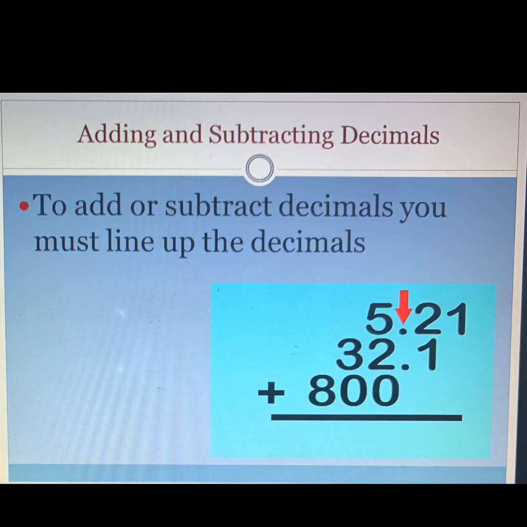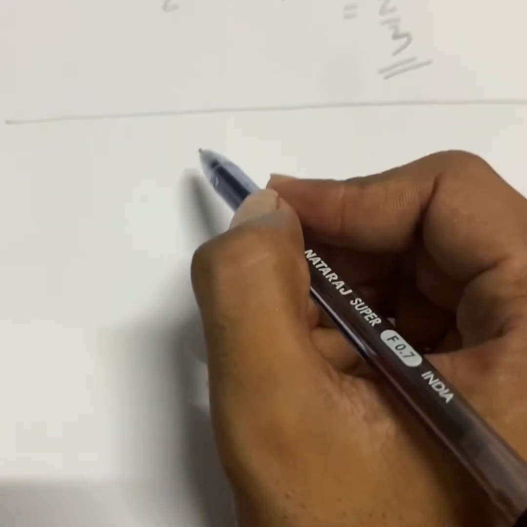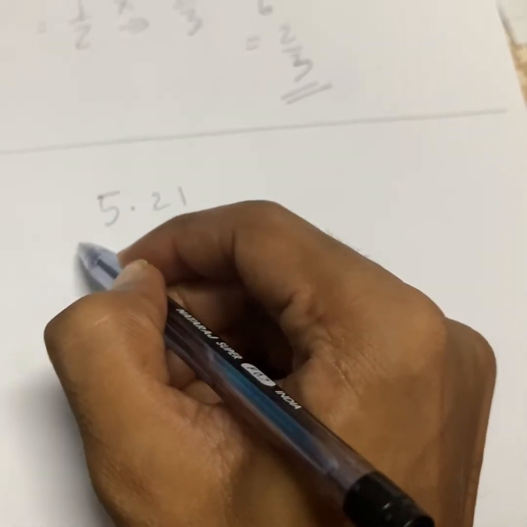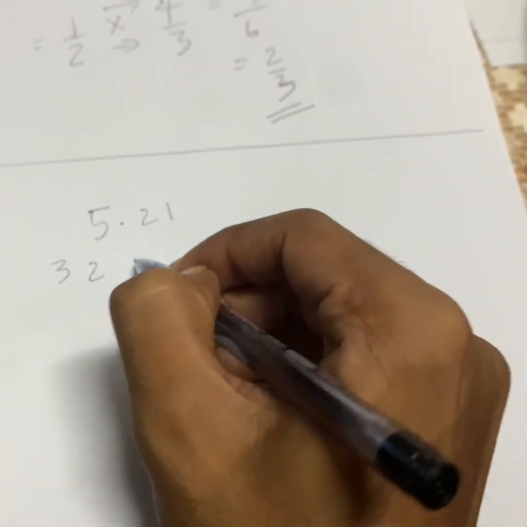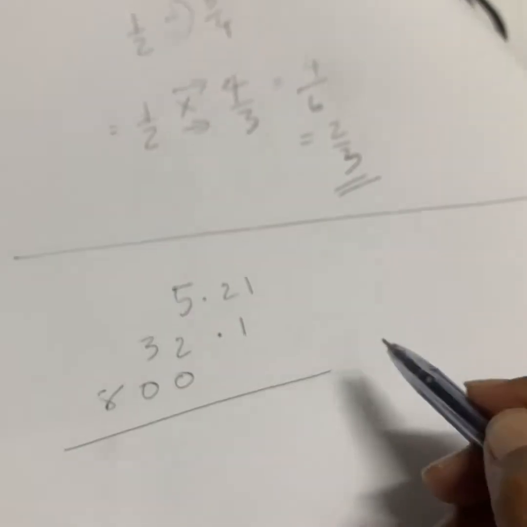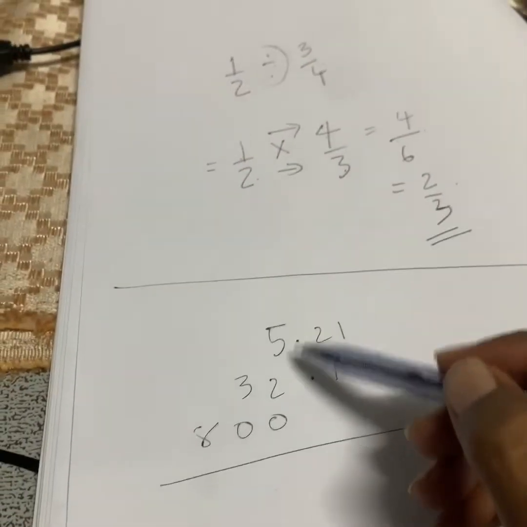To add or subtract decimals, we just need to line up the decimal points. Please understand that we need to line up the decimal points, otherwise we will get the solution incorrect. Let's look at the example there. The example given is 5.21 plus 32.1 plus 800.